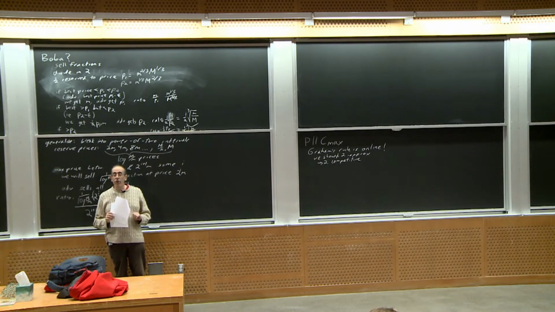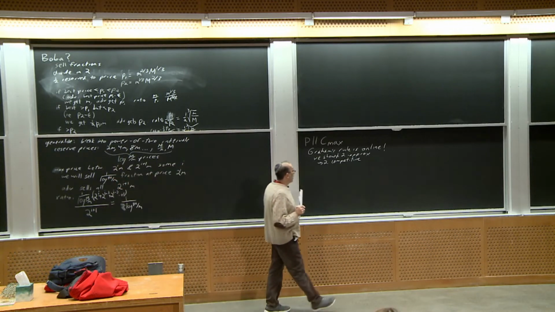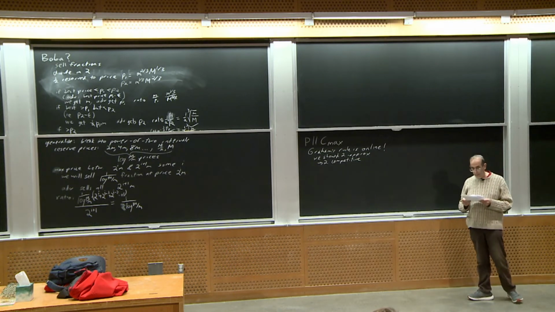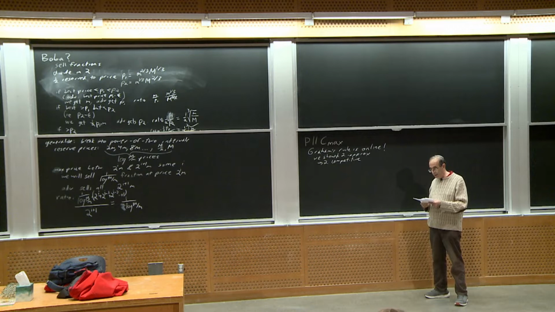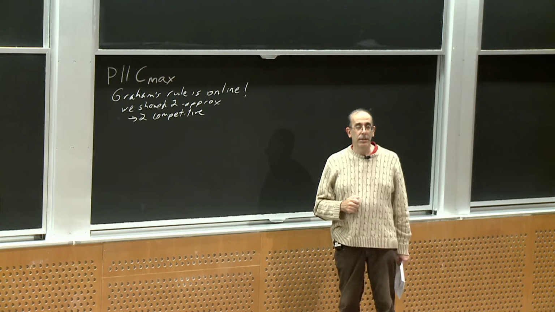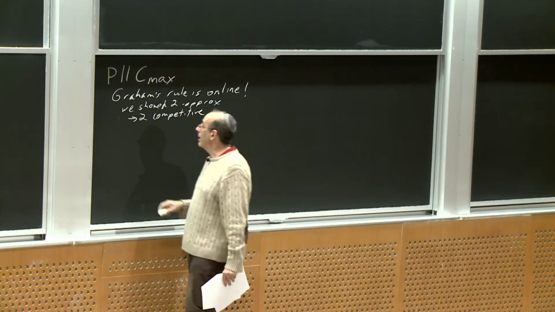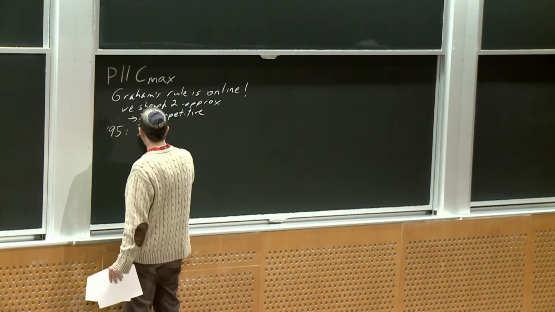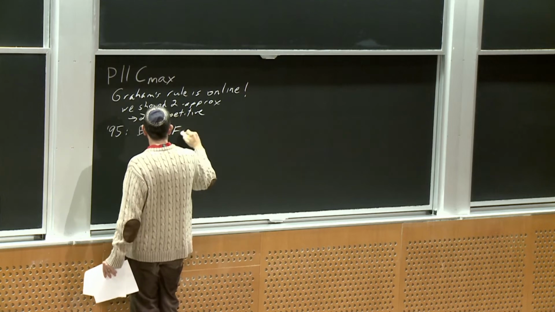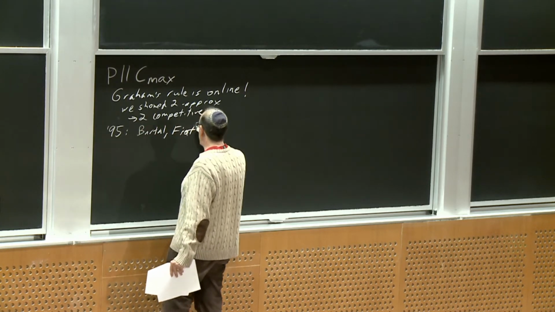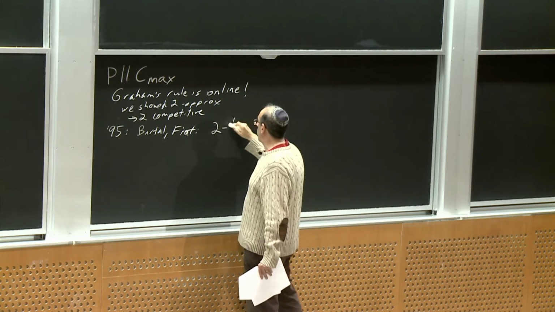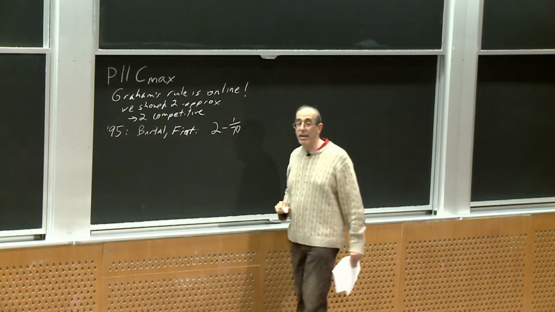Okay. So for a really long time, nobody was able to come up with anything better than Graham's algorithm. And Graham's algorithm is from the 60s, if I remember correctly. Okay. But in 1995, Bartal, Fiat, and some other people managed to beat Graham's algorithm. Okay. They gave an online algorithm with a competitive ratio of 2 minus 1/70th.